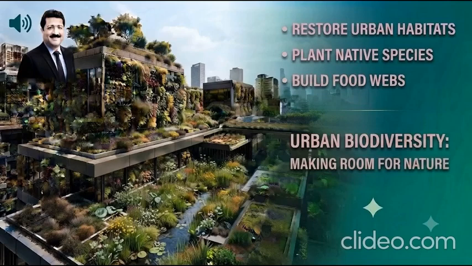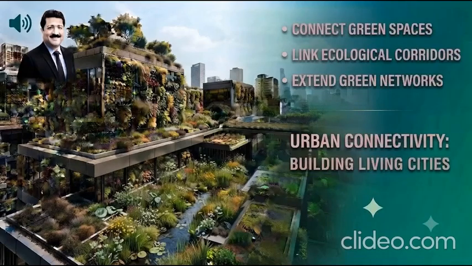Cities also need connecting habitats. Isolated parks are like islands. Wildlife flourishes when green spaces are linked by tree-lined streets, hedgerows, and flowering corridors. These ecological pathways allow animals to forage, migrate, and maintain healthy populations. Green roofs and living walls extend this network vertically, turning bare buildings into habitats that cool the city and shelter wildlife.